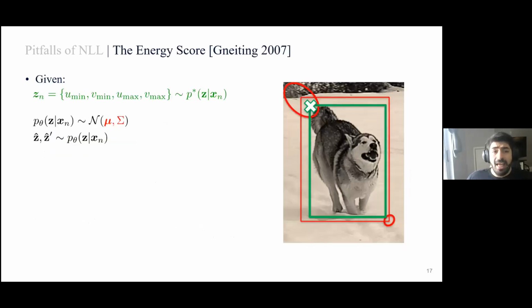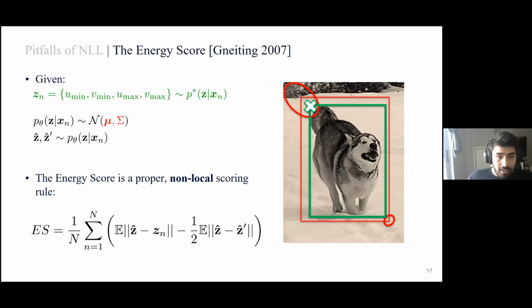But first, we would like to introduce an alternative to the negative log likelihood, the energy score. The energy score is a non-local, distance-sensitive proper scoring rule that is independent from the exact form of the predictive distribution. Basically, the energy score depends on independent samples from the predictive distribution, as well as the ground truth sample from the data generating distribution.